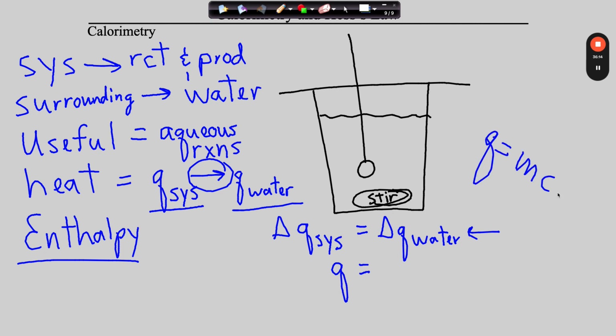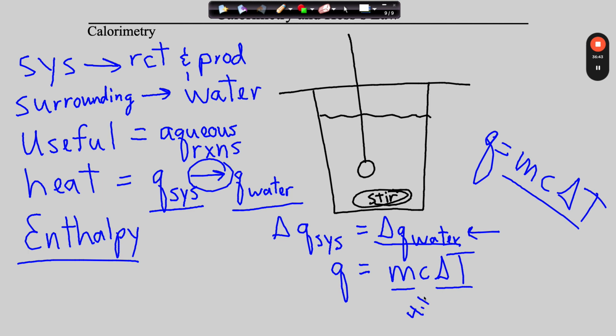Q is equal to MC delta T. So we can replace this with this, and MC delta T we can measure. We can measure the mass. We can measure the temperature change. But guys, the mass and the temperature change of what? The water. And we know the specific heat of water to be 4.18 joules per gram per Celsius degree. So here's what we're going to do in lab.